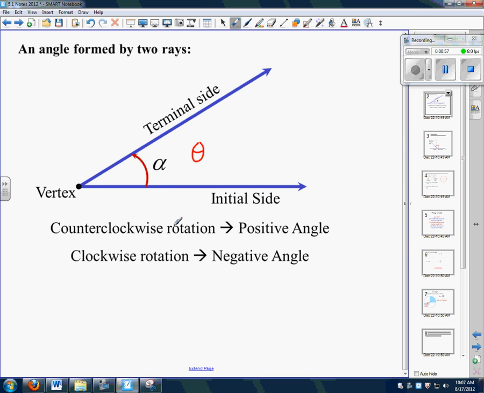Now, if we go counterclockwise, that's a positive angle. So this is going backwards of a clock. So we could say this is maybe 36 degrees. Okay, in a positive direction. If we go clockwise, we get a negative angle. So if we wanted negative 36 degrees, we'd start at that vertex. We'd rotate this down. And we could call it theta, we could call it alpha, whatever we wanted to do.